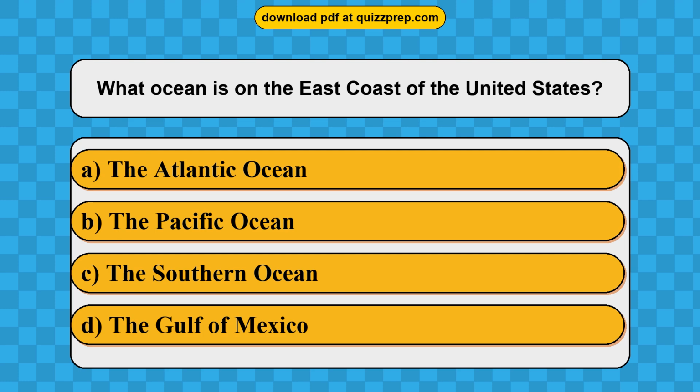Question 18. What ocean is on the east coast of the United States? Option A. The Atlantic Ocean. Option B. The Pacific Ocean. Option C. The Southern Ocean. Option D. The Gulf of Mexico.